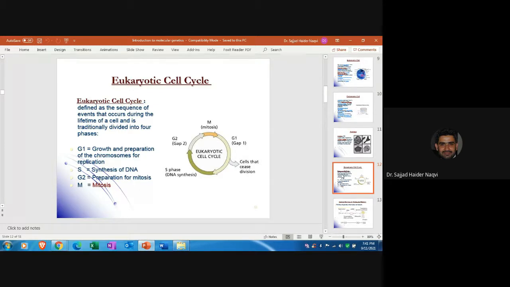So G1 is actually the growth and preparatory phase of the cell cycle, where the cell is undergoing growth and preparation for the process of replication or the process of mitosis. So G1 is specifically growth and preparation of the chromosomes for mitosis. S is the synthesis of the DNA. G2 is the preparation phase of mitosis, and M is the final stage where the cell will undergo multiplication, or the cell will undergo replication.